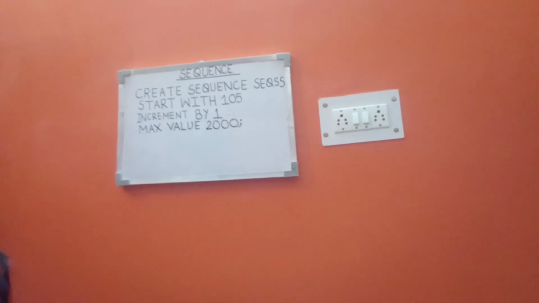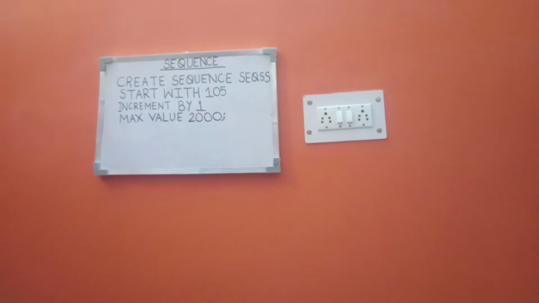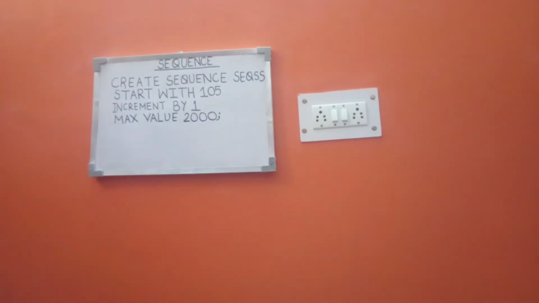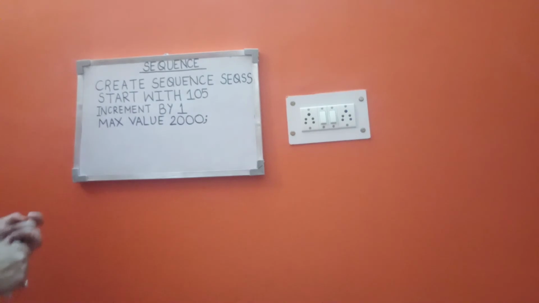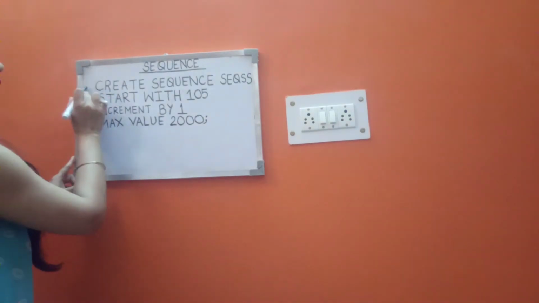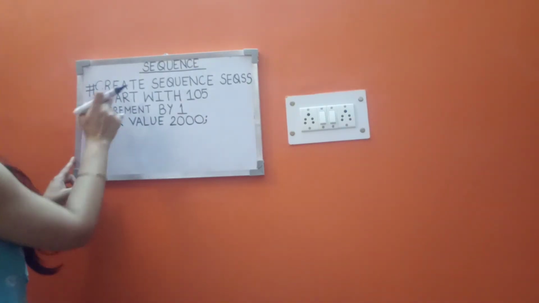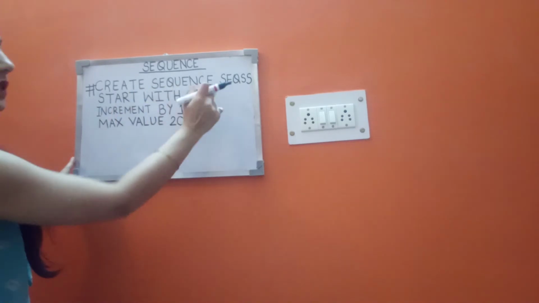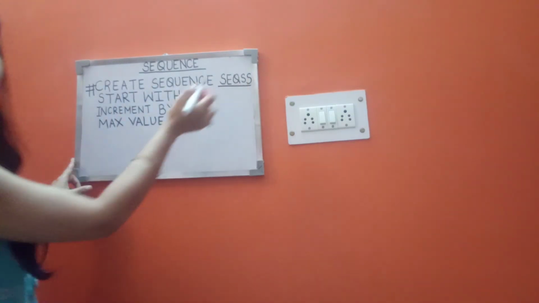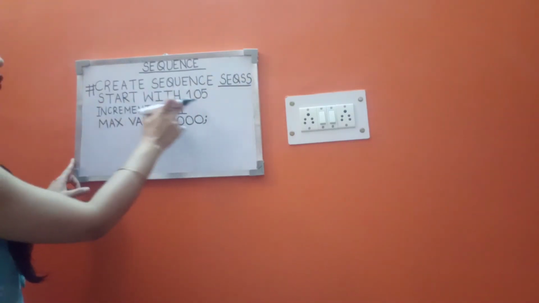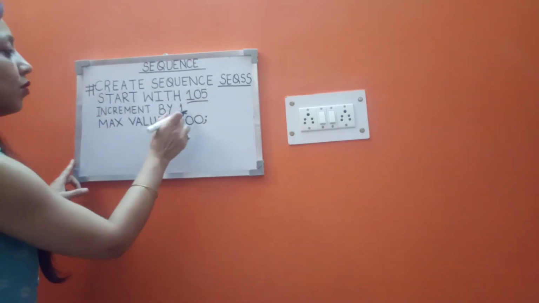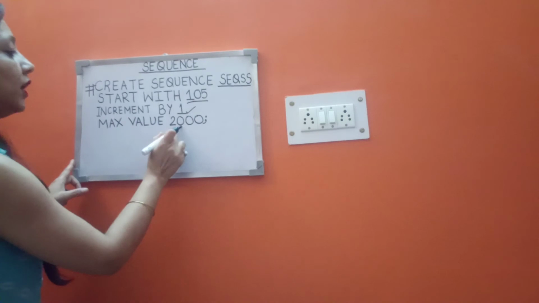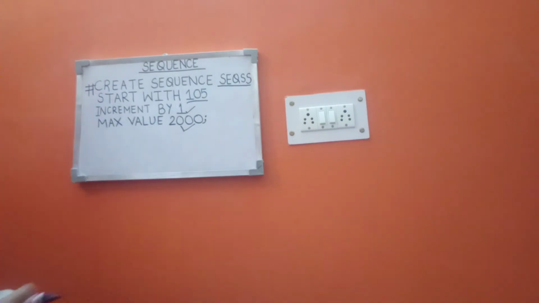Now we will see how these sequences are actually created. For this we have the statement: create sequence sequss start with 105, increment by 1 and max value 2000.